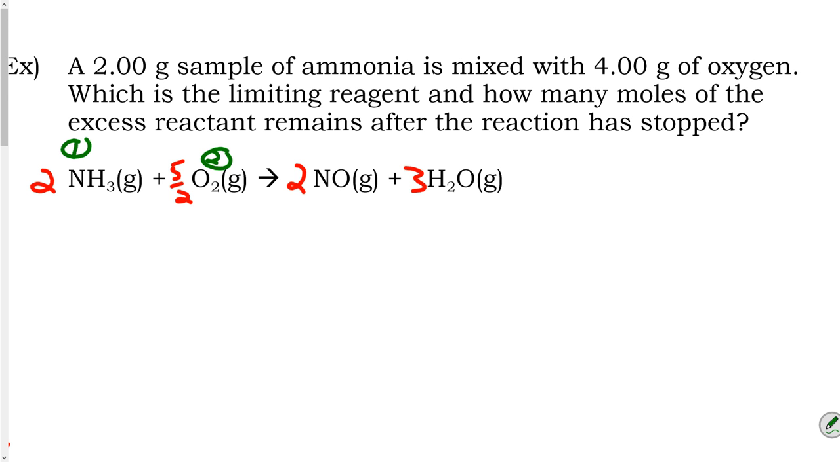So let's calculate the moles of each. So for ammonia, it's going to be 2 grams over the molar mass. I'm not going to go through the steps of calculating the molar mass anymore, because I'm assuming you guys can handle that. Well, I did the questions beforehand this time.